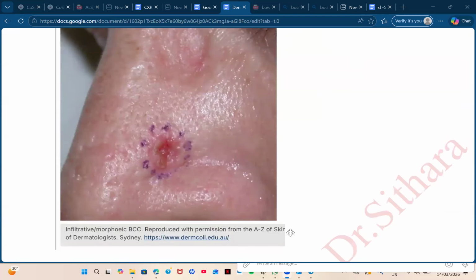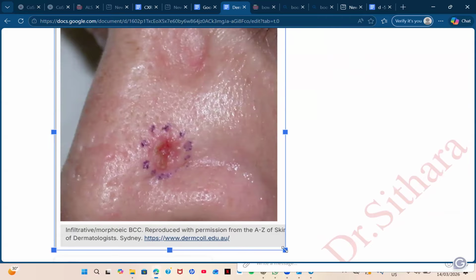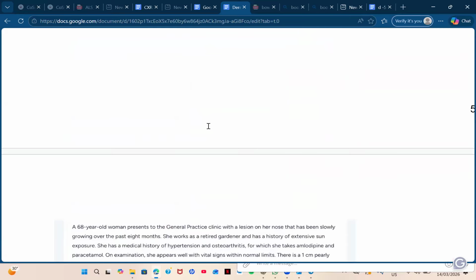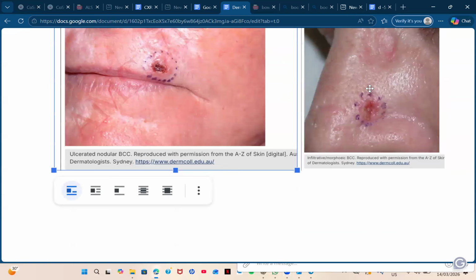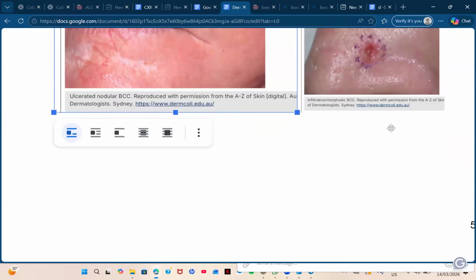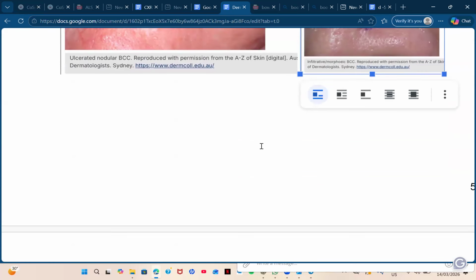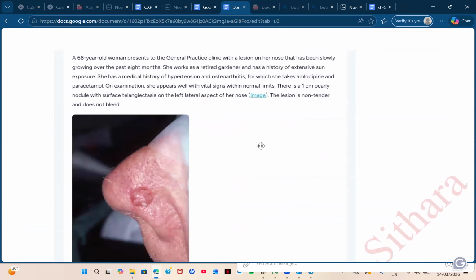These are from the therapeutic guideline, but they are not very good images. And here you can see the infiltrative morphoeic BCC. Just for your reference, I have added it. We'll do some questions, then you will understand.